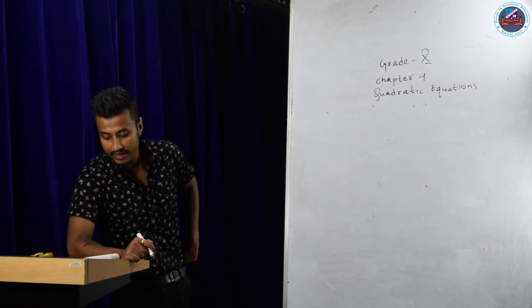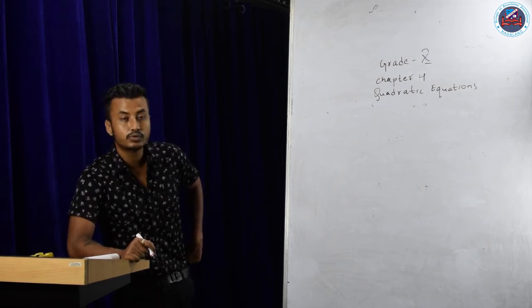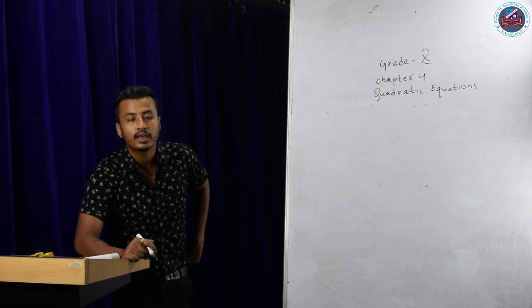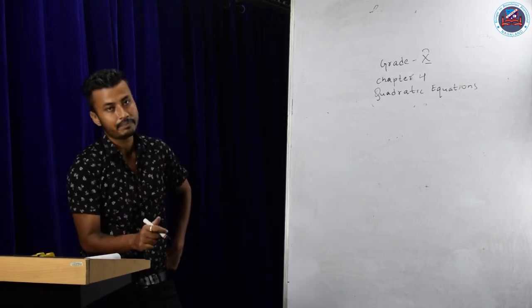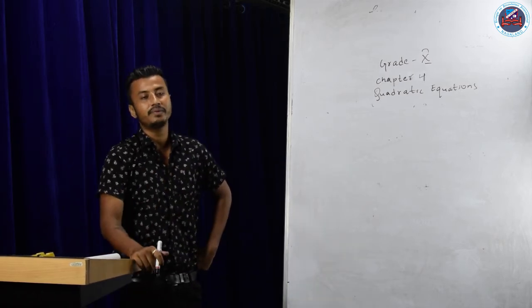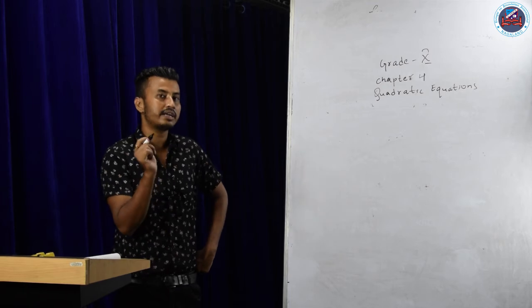The area of a rectangular plot is 528 meters square. Now what is the first information given? There is a plot which is in rectangular shape. Its area is 528 meters square. Now what do we know about a rectangular area?